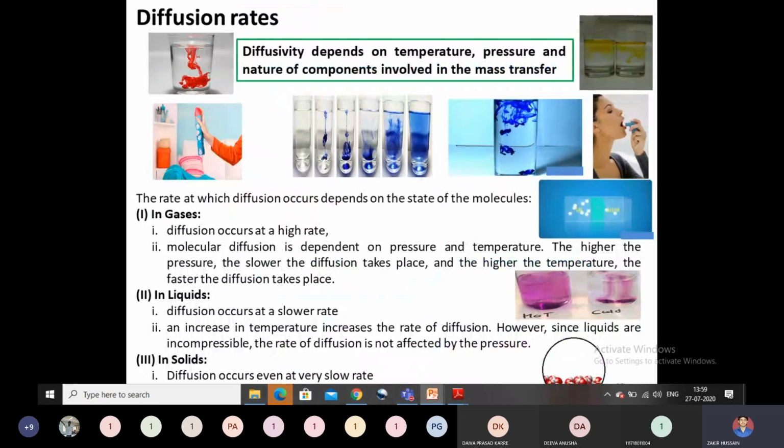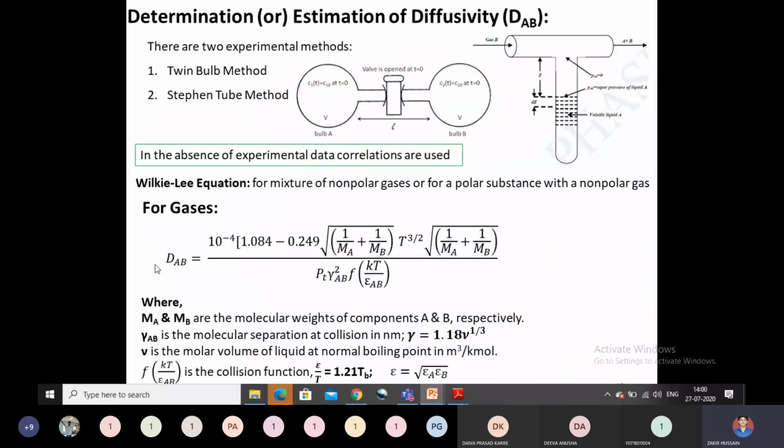The diffusion rates, from the dye dissolving or dye diffusion to the mouth fresheners, everything, the diffusivity is controlling. Oxygen, we are just inhaling the oxygen and exhaling the CO2; it is also a diffusion. Every human life, every operation taking place in our universe is nothing but a mass transfer operation, which is nothing but diffusion. Diffusion will depend on the temperature and pressure. Apart from that, the state of matter also matters. You can watch this video also.